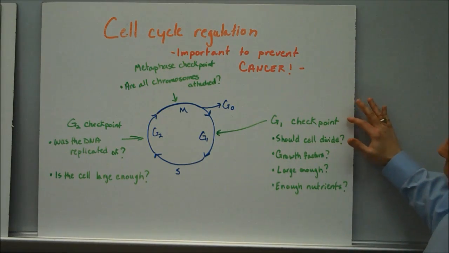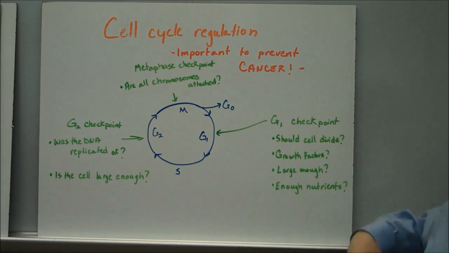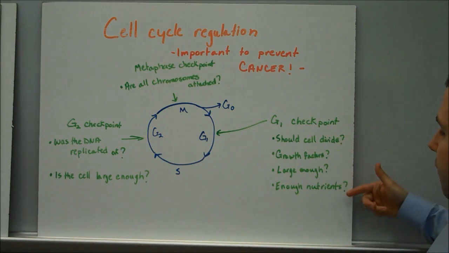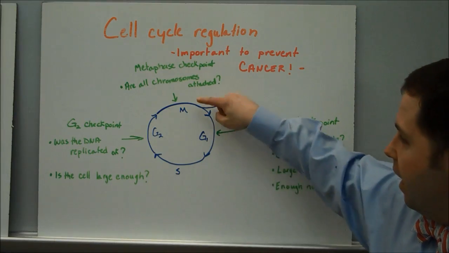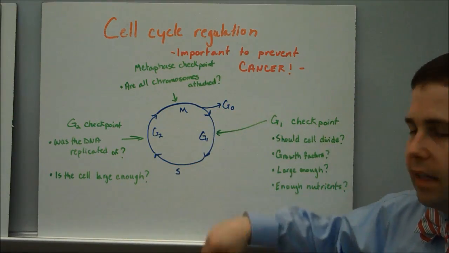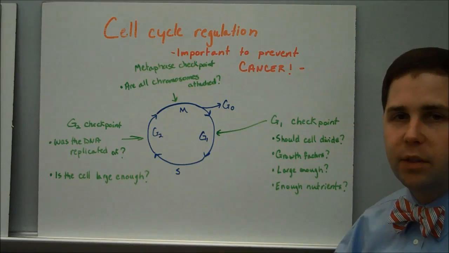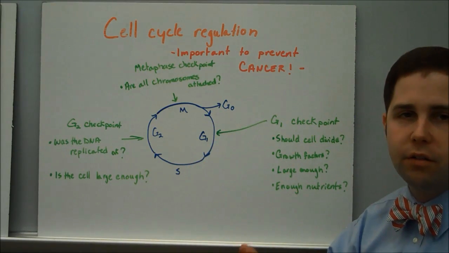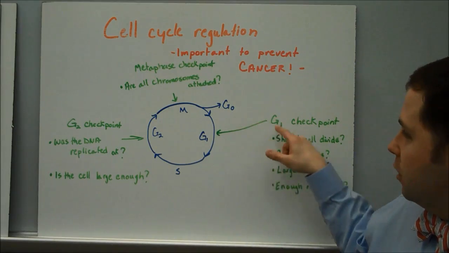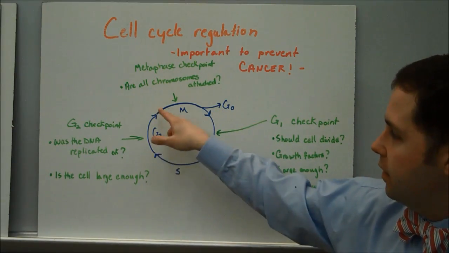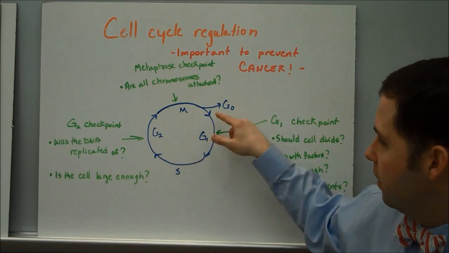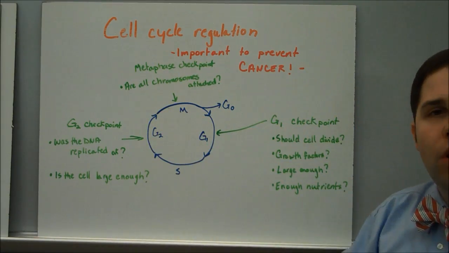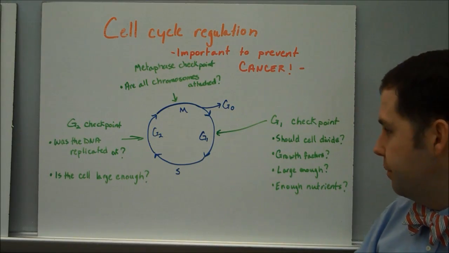So these are the important questions that G1 asks, and if all of these factors are true, if there are growth factors, if the cell is large enough, and if the cell has enough nutrients, then it will continue on to S phase. If it doesn't have any of these parameters, it's going to sit and wait in the G1 phase until those parameters are met. And this is part of the reason why cells spend most of their time in interphase, somewhere between G1 and G2, because these checkpoints will hold cells up until everything is true.